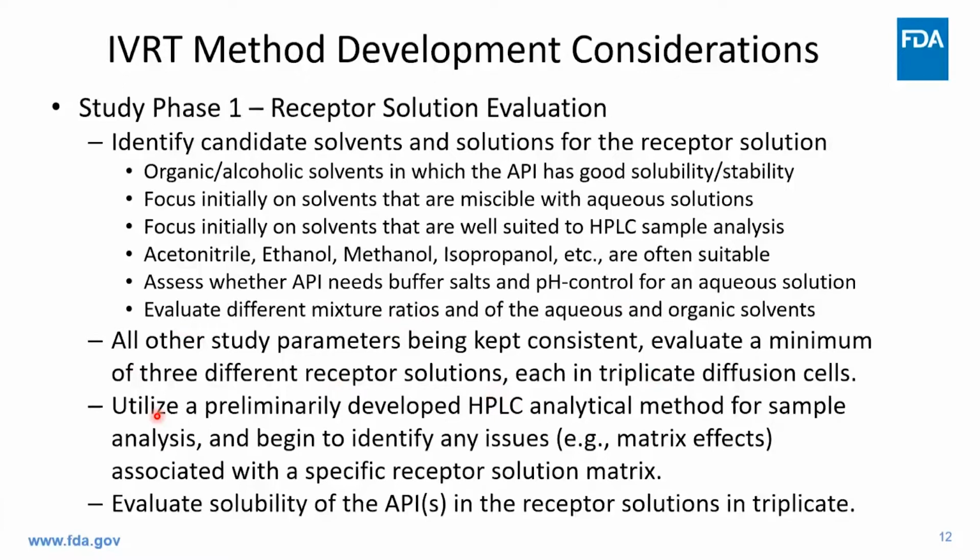And it's really helpful to utilize a preliminarily developed HPLC analytical method that's going to be compatible with all 3 matrices. Then you can also begin to identify any matrix effects and things like that. Ultimately, you also want to evaluate the solubility of the API in those receptor solutions. So empirically determine the solubility, because sometimes you may find that ends up being a deal breaker. You just don't have enough solubility relative to the sample concentrations you're receiving.